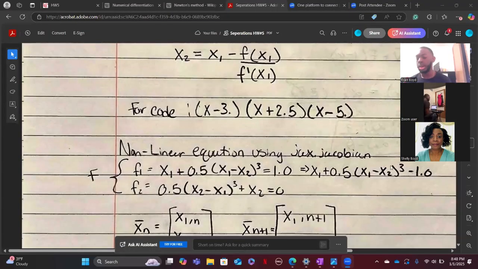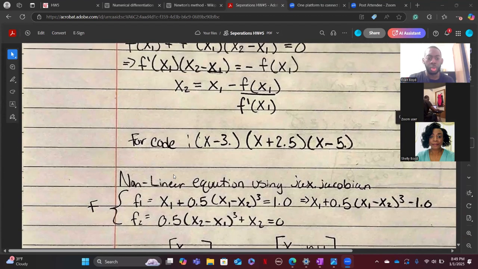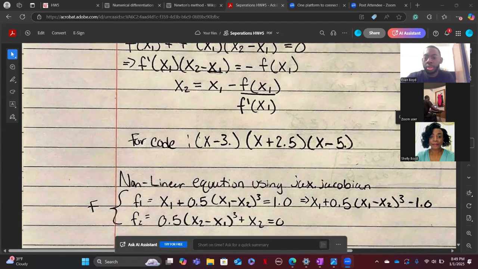Okay, I'm back. I got my stylus that works much better, and I actually just wrote it all down on my iPad, so you guys didn't have to watch me write this down. But basically, we're taking the two functions now. The first function, F1, is equal to x1 plus 0.5 times (x1 minus x2) cubed equal to 1, and function 2 is equal to 0.5 times (x2 minus x1) cubed plus x2 is equal to 0. Okay, so now let's go to my iPad. We can start working this stuff out.